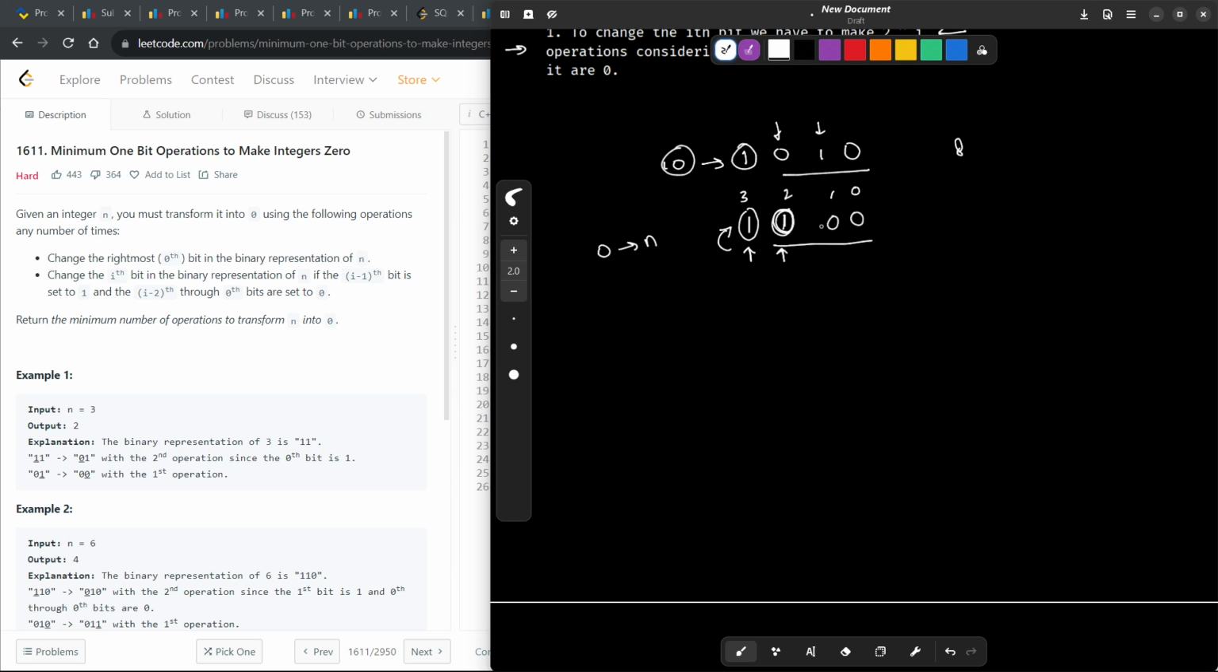So what will be the total number of operations? Considering that all the bits after it are already 0, I will take 2 raised to the power I operations, that is in this case 4 operations, to make this particular bit 0. So it will become 0 and the bit to the right of it is going to become 1. Now you see that it is exactly similar to the value of n that we wanted, and hence the total number of operations are 12.